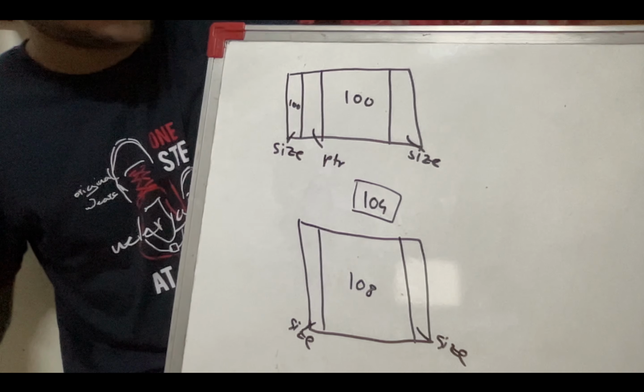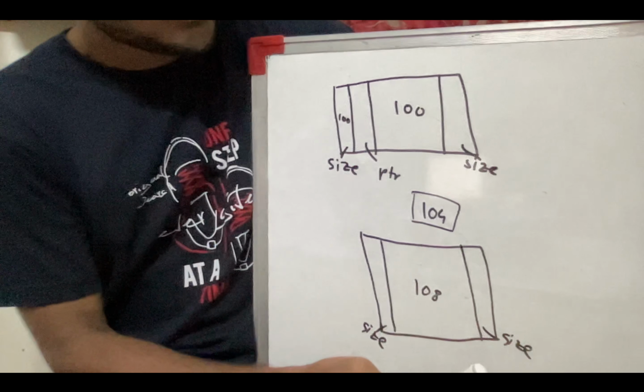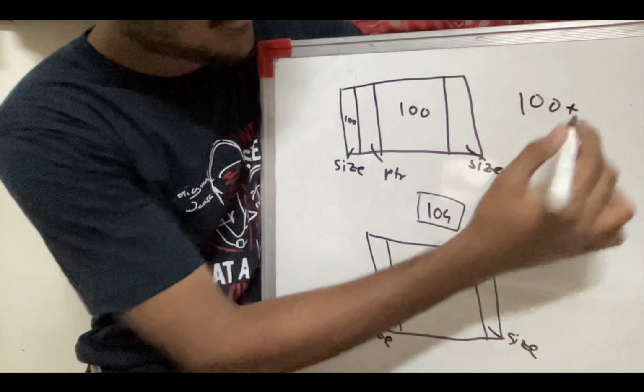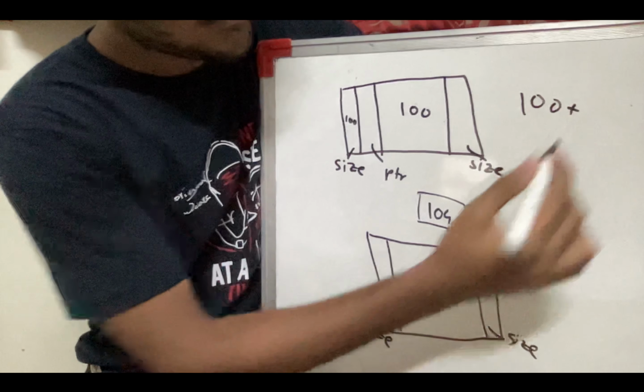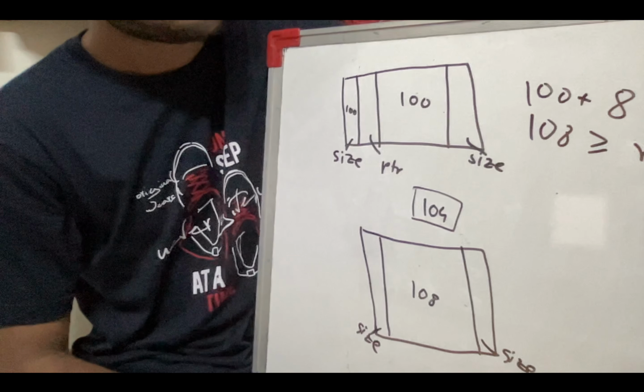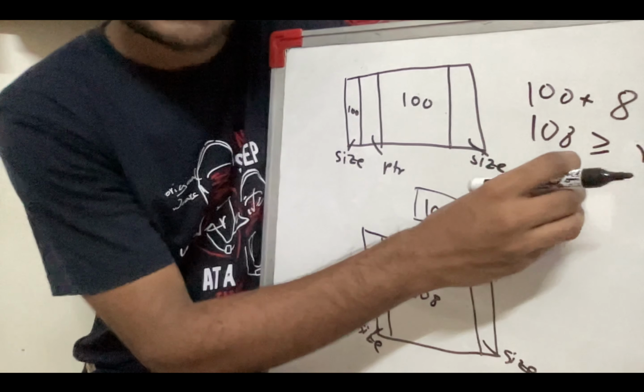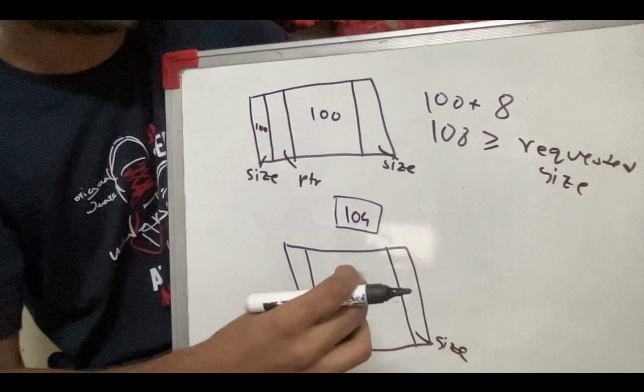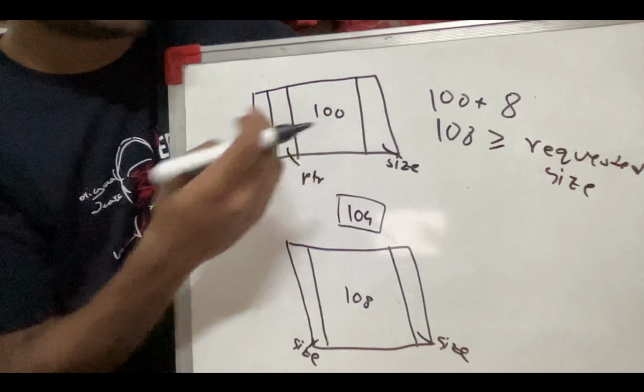So that's what the if condition is about. The if condition is checking the actual size, which is 100, plus pointer size, which is let's say 8. 108 is greater than or equal to the requested size. So that's what the if condition checks. If the requested size is more than 108, then we have to traverse the free list again. And if it's smaller than that, we can just allocate this block.